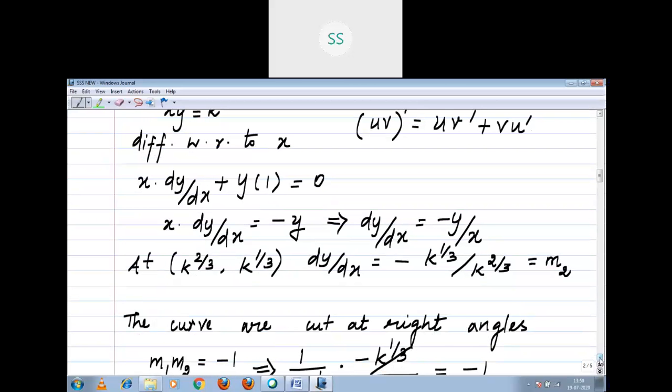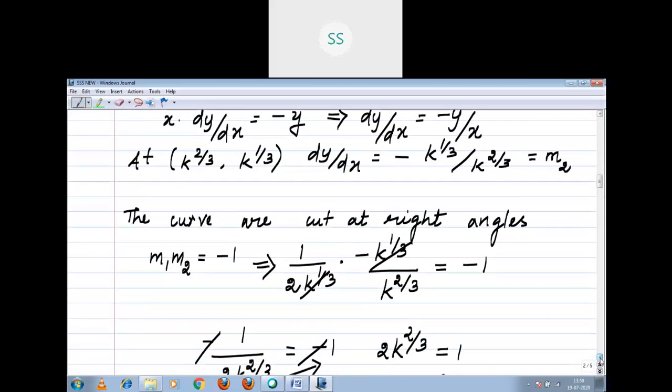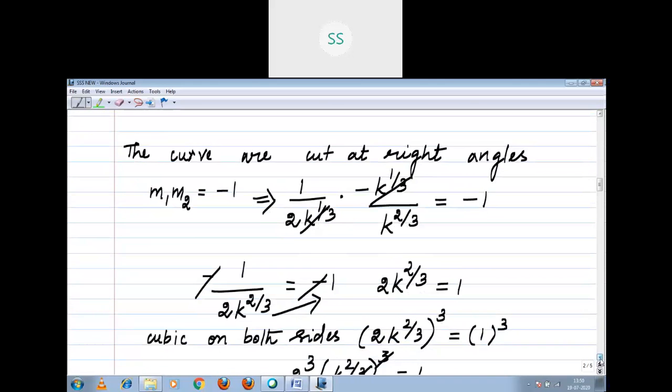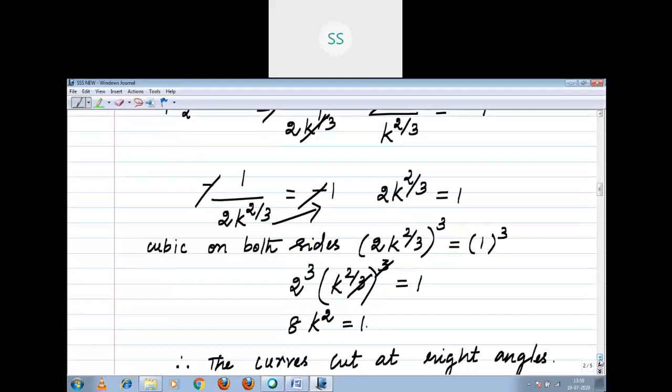The curves cut at right angles. That means the product of slopes equal to minus 1. You substitute m1 and m2. You arrive at the result 8k square equal to 1. The condition you arrived at. Therefore, the curves cut at right angle, you conclude.